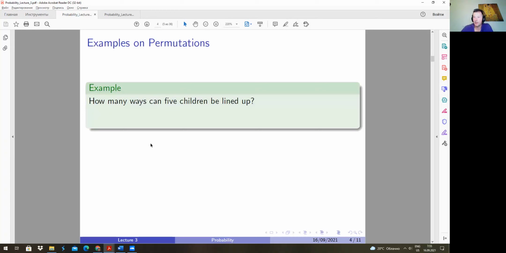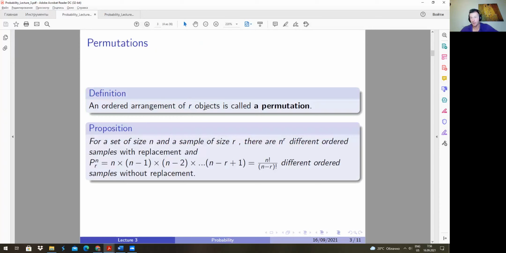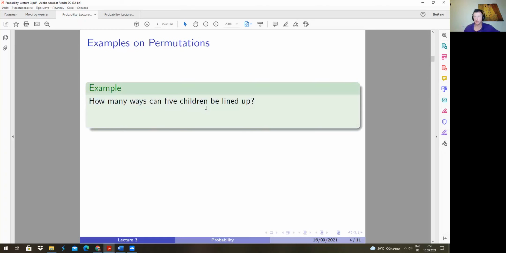Look, we have 5 children, and we want to know how many ways we can line up these children. It means we can arrange them from first to fifth. How can we calculate this number of possible lines of children? Of course, this is an ordered arrangement, because each child is a distinct object and we really care. Suppose we have A, B, C, D, E; somehow their names start with A, B, C, D, and E.